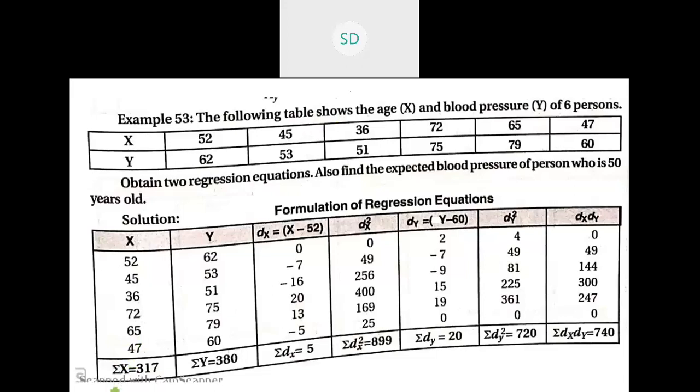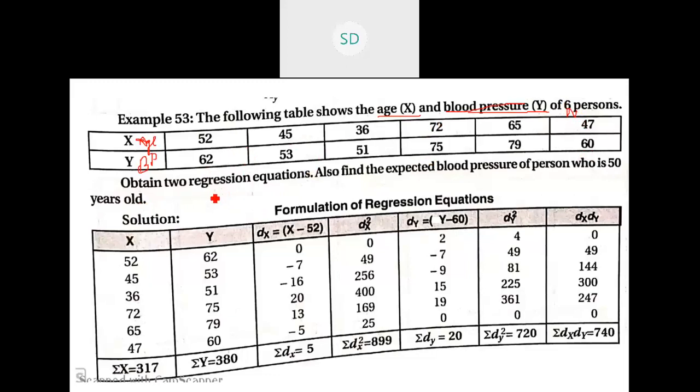Okay, now let us see a problem. So I think we'll be able to understand it better with the problem here. Okay, so the first problem: the following table shows the age, denoted by x, and blood pressure, denoted by y, of 6 persons. So which means n is equal to 6, and they've given the data here. Obtain two regression equations. Also find the expected blood pressure of a person who is 50 years old.